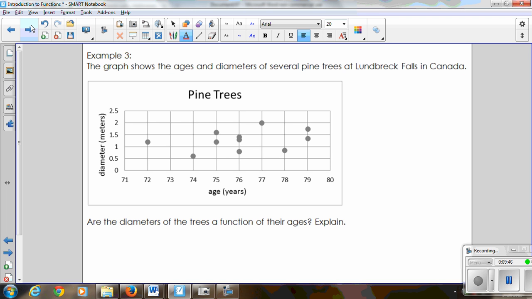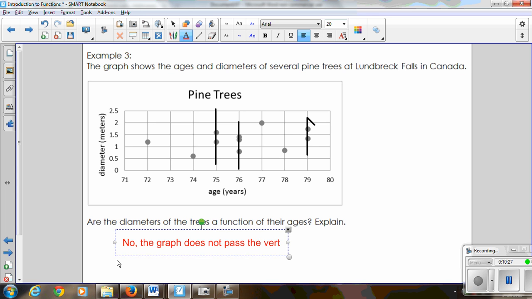So it says we're given the ages and diameters of several pine trees in the Lumbreck Falls in Canada. So based on the scatter plot, would you say that the diameter of the tree is a function of the age? And in this case, I think it's pretty clear to see, if I draw a vertical line there, it crosses more than one time, and so this can't be a function. It doesn't pass here, it doesn't pass here. But I only need to have one example of it not passing the vertical line test. Okay, so the diameters are not a function of their ages, and that's because the graph does not pass the vertical line test.